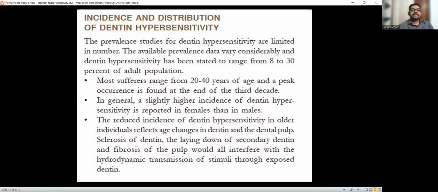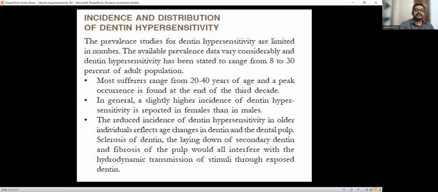Now coming to the incidence and distribution of dentin hypersensitivity. The prevalence studies for dentin hypersensitivity are limited in number. The available prevalence data vary considerably, and dentin hypersensitivity has been stated to range from 8 to 30% of the adult population. Most sufferers range from 20 to 40 years of age, and a peak occurrence is found at the end of the third decade. So the most commonly affected age group is 20 to 40 years, and out of that, people in the third decade are affected most commonly. In general, a slightly higher incidence of dentin hypersensitivity is reported in females than in males.